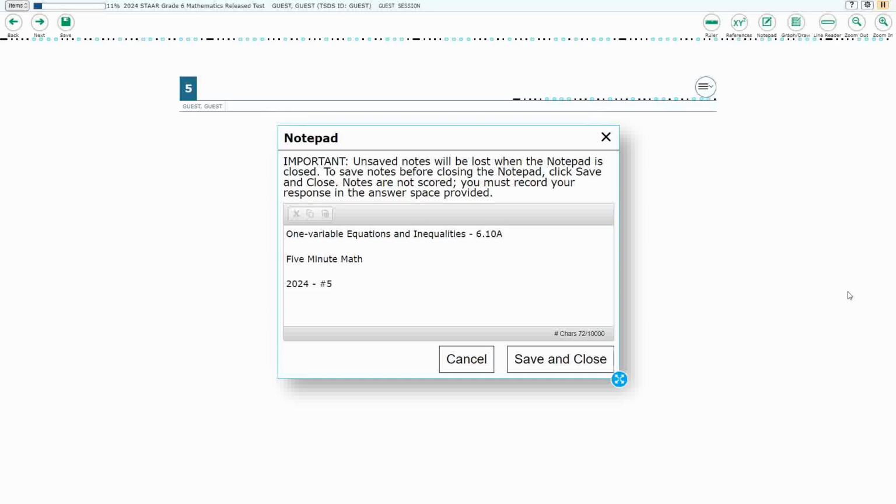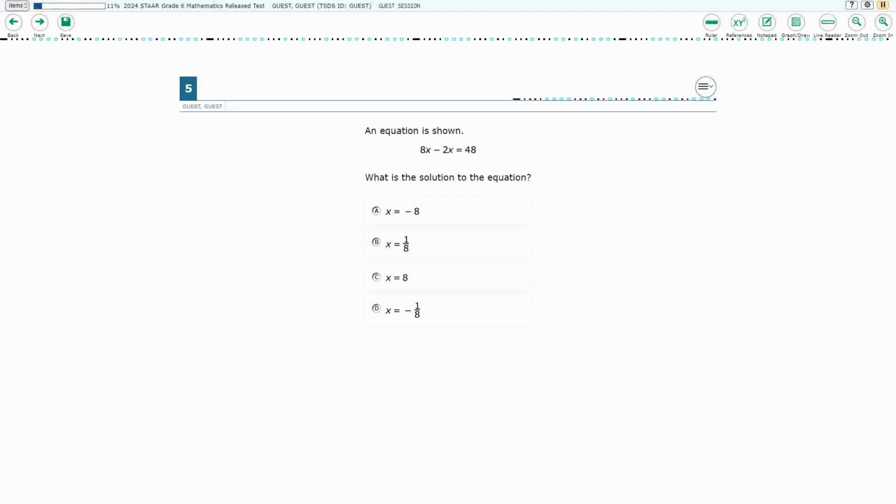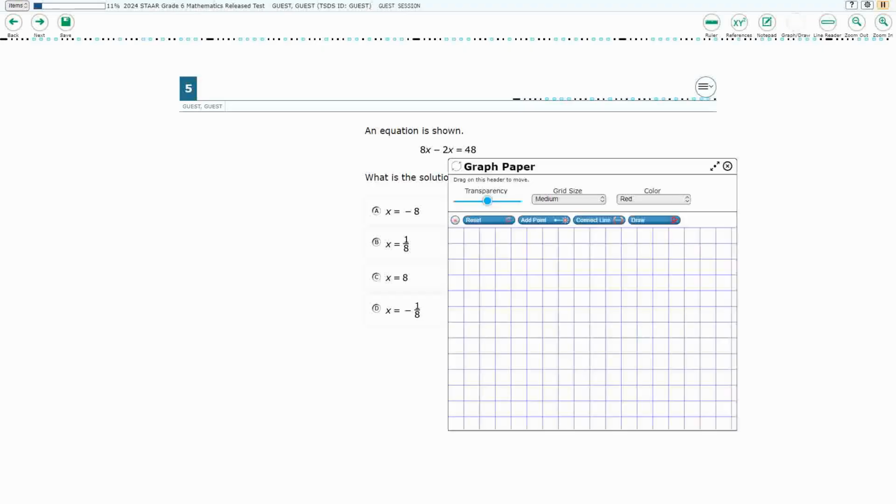Today we are looking at the sixth grade concept of one variable equations and inequalities. This is standard 6.10a in the great state of Texas, and we are using item number 5 of the 2024 released STAAR test. If you haven't done so already, please go ahead and take a moment to pause the video, work this problem out on your own, unpause it, and we will look at our answers together.